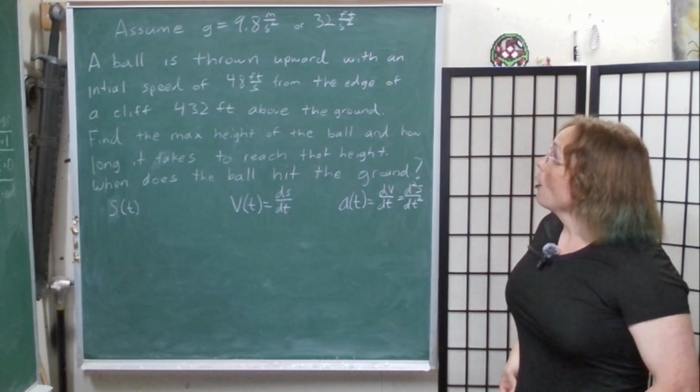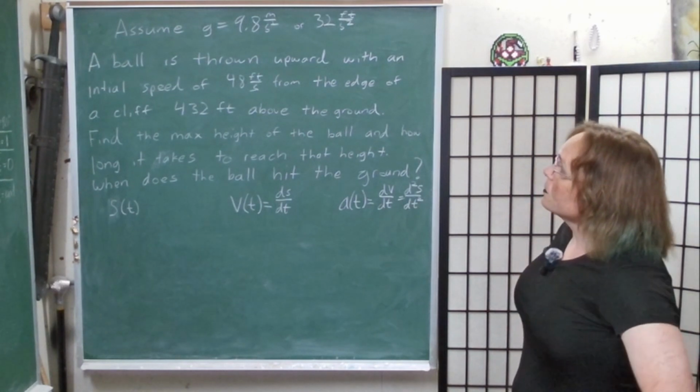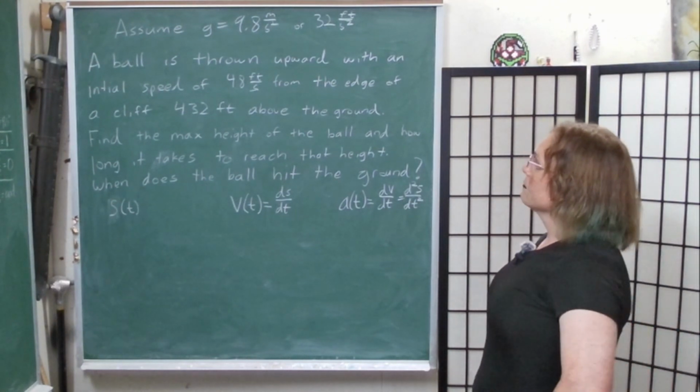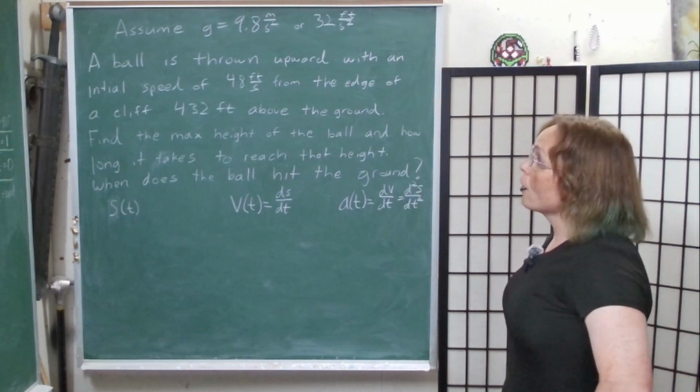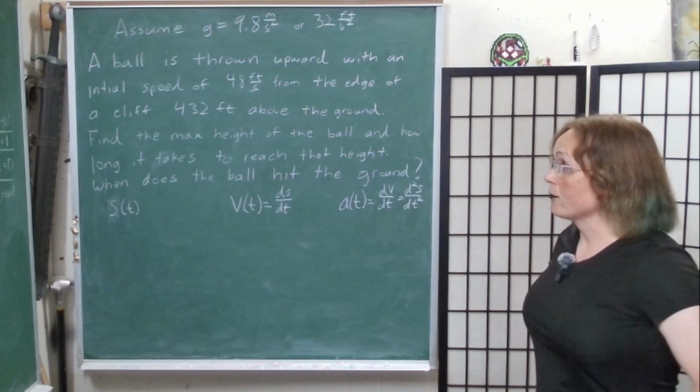In this situation, a ball is thrown upward with an initial speed of 48 feet per second from the edge of a cliff 432 feet above the ground.